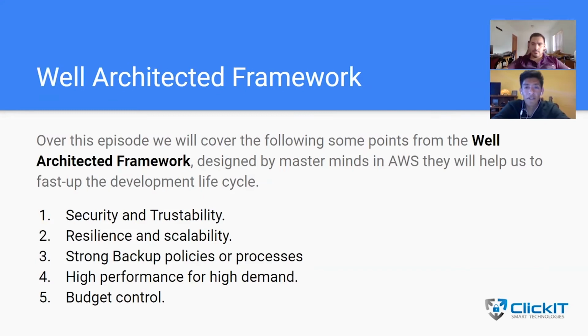Okay, guys, well, first point, we're going to be talking about the well-architected framework. We'll be covering the majority of the points that the framework covers and recommends in order to get an infrastructure that will work for your fintech company. Number one is security and trustability. Number two, resiliency and scalability. Number three, strong backup policies and processes. Number four, high performance for high demand applications. And number five, and most important, budget control, because we don't want you to pay much, but we want you to have an application that performs well.